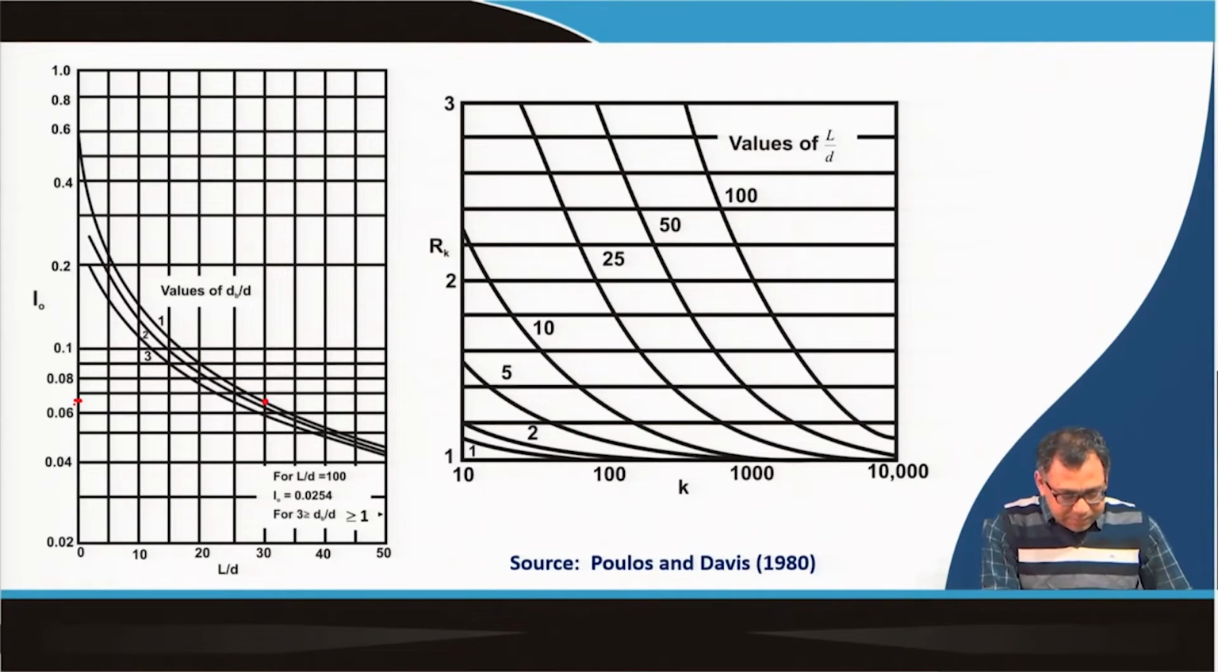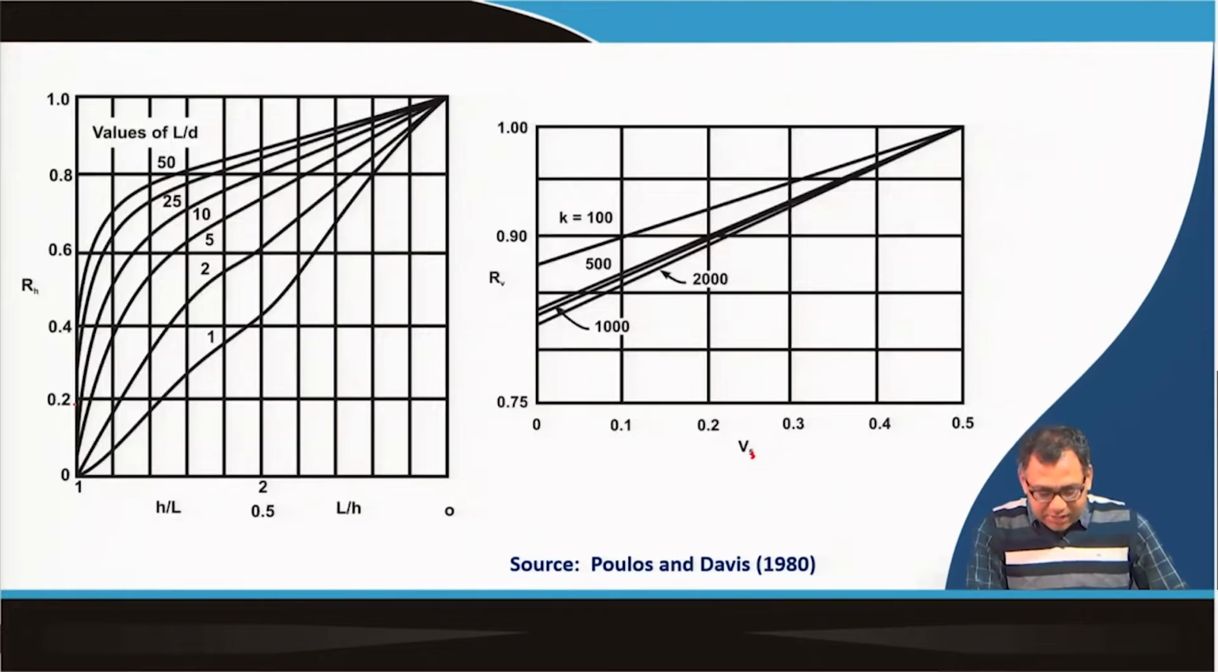So, that is it, that means I0 is 0.064. Similarly, our R_nu will be 1, again because the Poisson ratio is equal to 1, and there is a term R_h. R_h is used if there is a rigid stratum and within that soil, this is a floating pile.